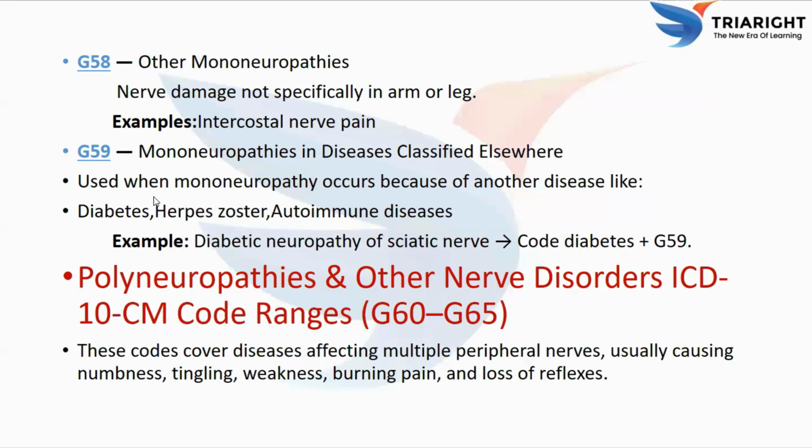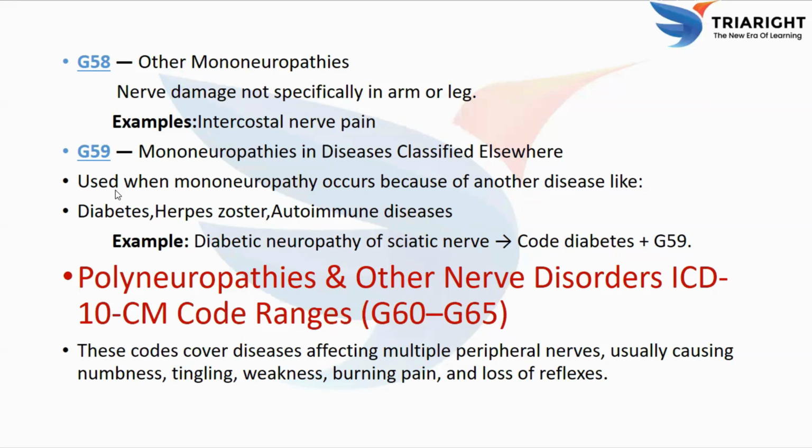So next, coming to G59. It's mononeuropathy in diseases classified elsewhere. So you have to use G59 when the nerve damage is caused by another disease. So you must code the underlying disease first, then G59. You have to code the underlying disease first and then the G59.